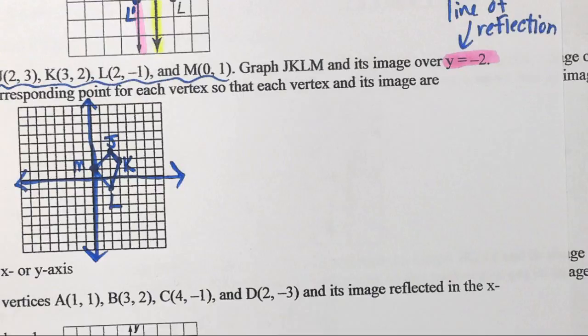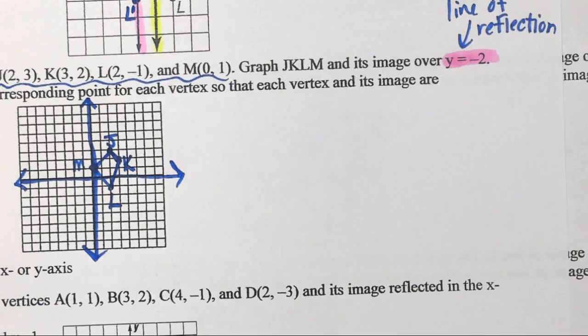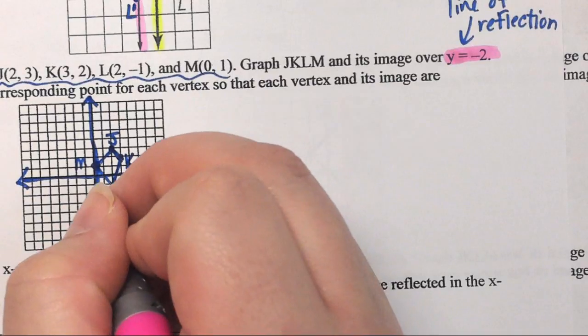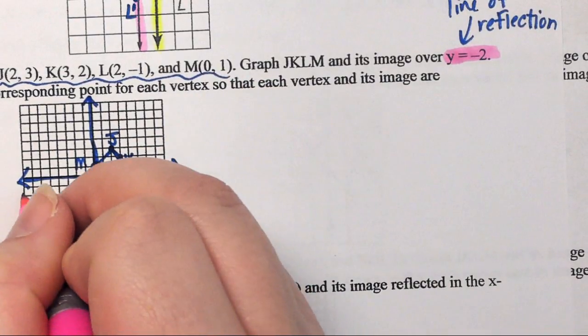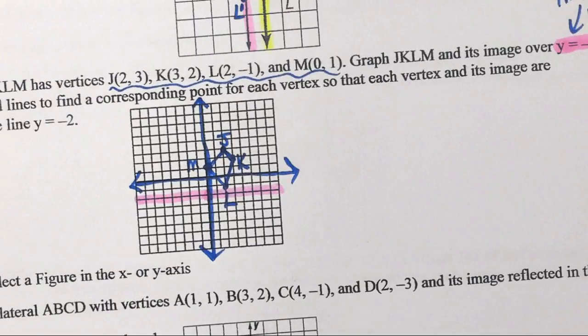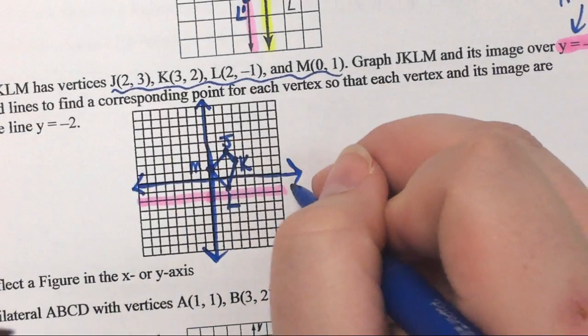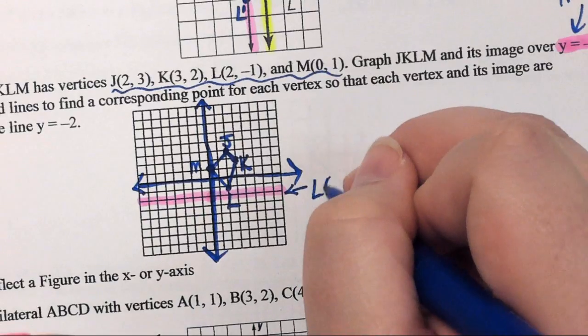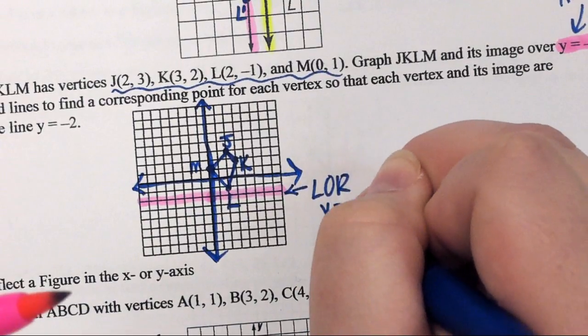Okay, now in x, last time we did x equals 1 and it was a line that was up and down, like a column. Y equals negative 2 is going to be a line like this. So I need to go to negative 2 on the y-axis and draw my line of reflection straight across. So that is my, I'm going to call it LOR, line of reflection, y equals negative 2.